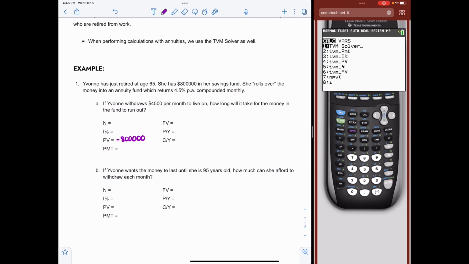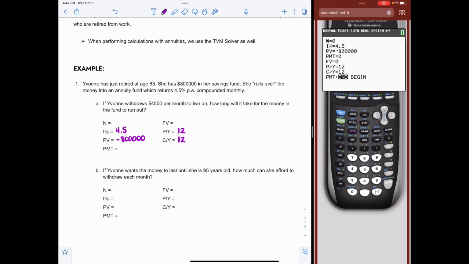And let me go ahead and go to the TVM Solver on the calculator. So we have negative 800,000. And then it says that she's going to roll over the money into an annuity fund, which earns 4.5% annually, and it's going to be compounded monthly. So the interest rate is 4.5, and then the compounding is going to be 12, which means that the interest on that money will also be paid every month. Okay, so I'm going to put those values in.